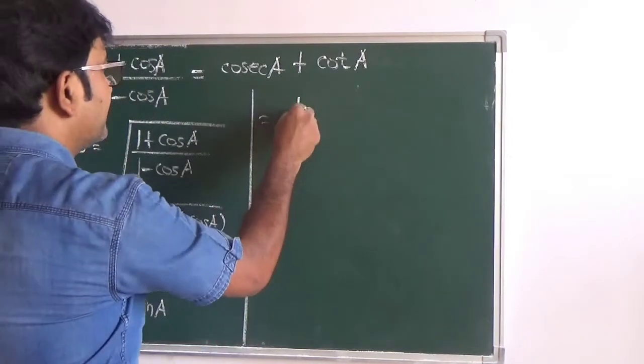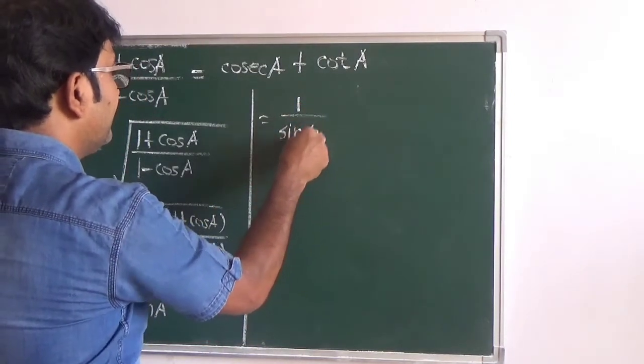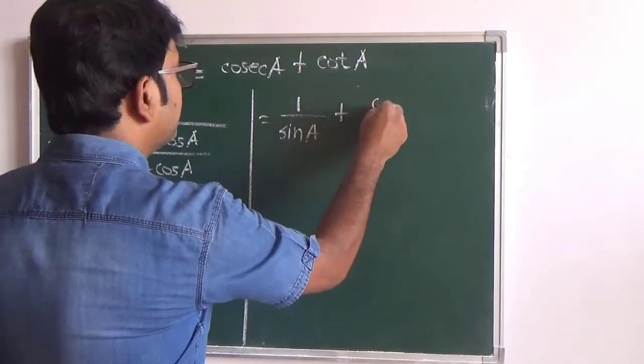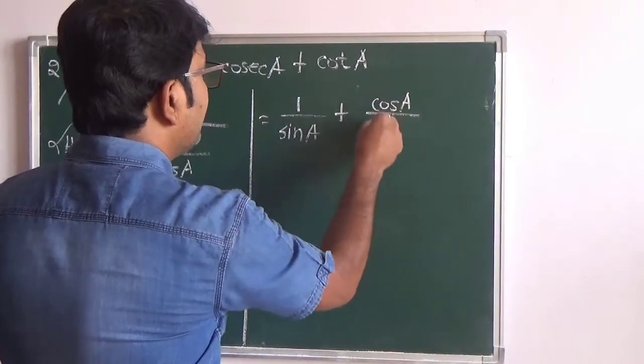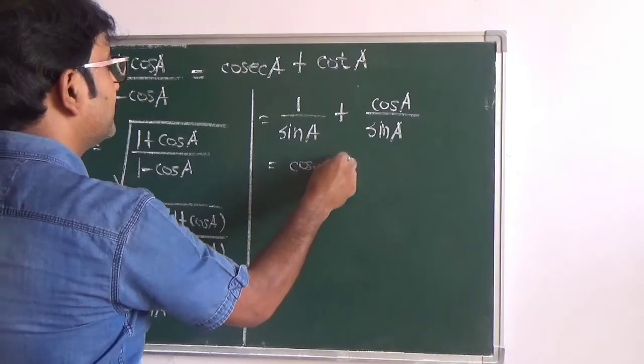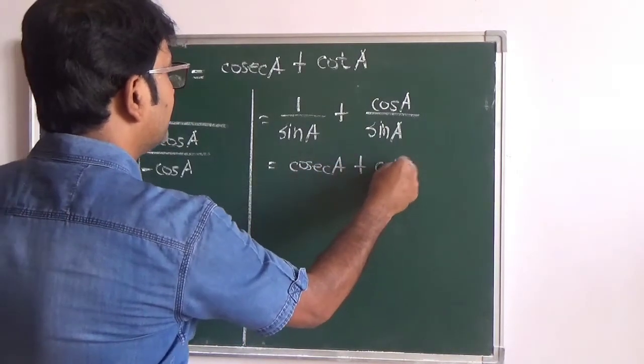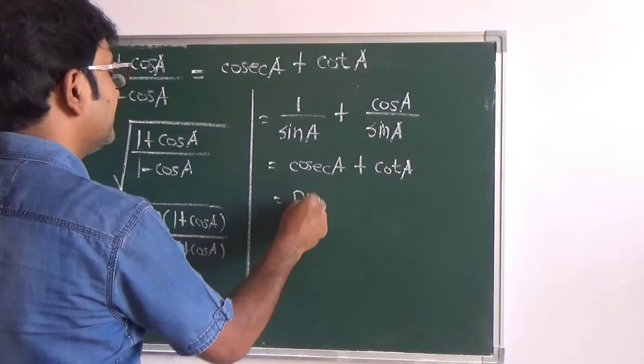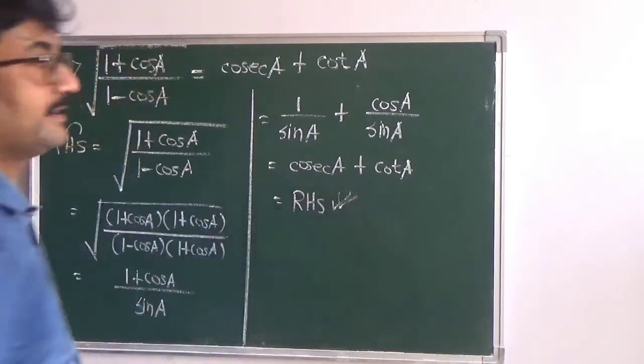So this equals, if you separate it, 1 by sin A plus cos A by sin A. So this gives us cosec A plus cot A, which is the value on the right hand side.